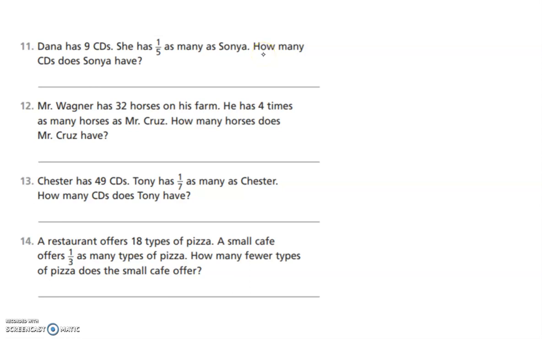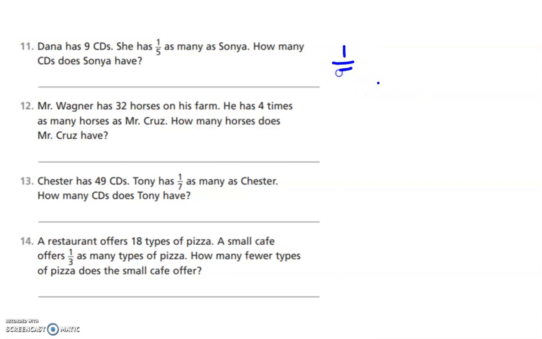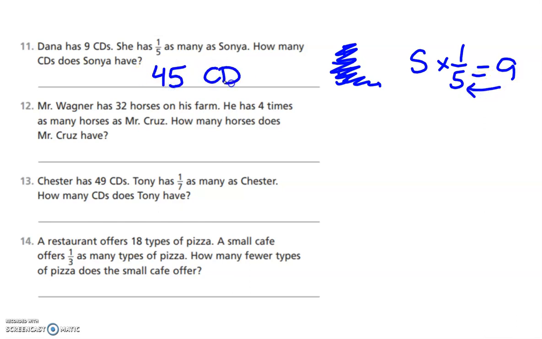So let me look at this one. Dana has 9 CDs, and she has 1/5 as many as Sonia. So rather than finding 1/5 of 9, actually what I mean here is that we are going to find Sonia times 1/5. And that is what's going to equal 9. I apologize for my confusion on that problem. And basically what that means then is you have to ask yourself 9 times this number of 5. So that means that she will have had 45 CDs.